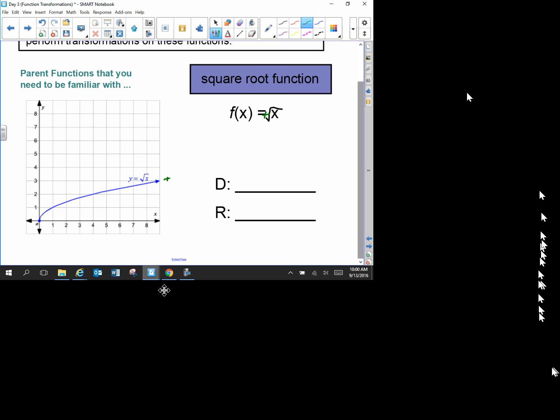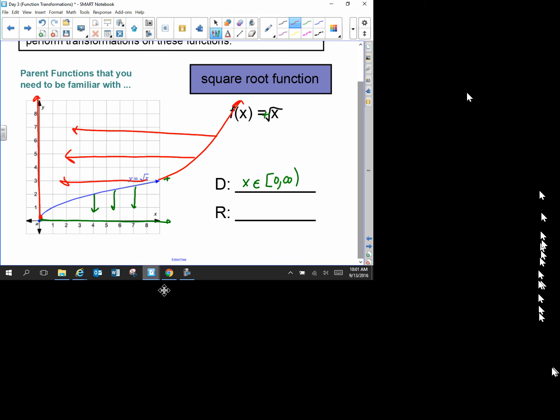And so our domain for this one, you're going to flatten that out. Everything's pulled down to the x-axis to give us all numbers that are bigger than 0. And this thing does get forever big, way down here. So when you flatten it this way, that means everything's going to be pulled to the y-axis. So y values are also bigger than 0.